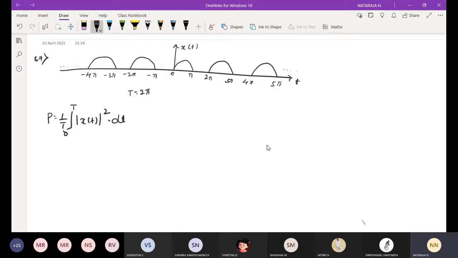I can tell that x of t is equal to, I forgot to mention the amplitude. This amplitude will be 3. Okay, x of t is equal to 3 sin t, from 0 to pi, then 0 for pi to 2 pi. Okay, the information is 3 sin t.